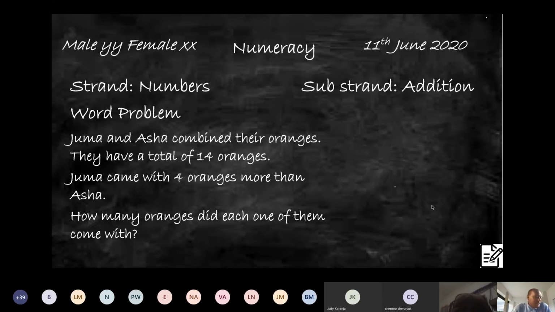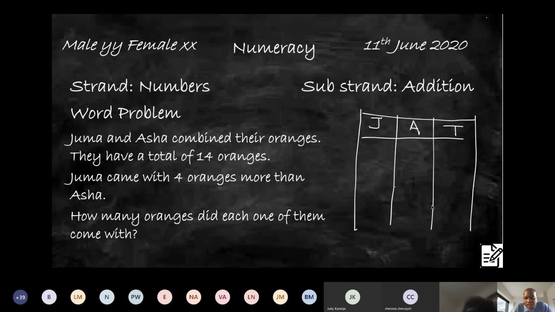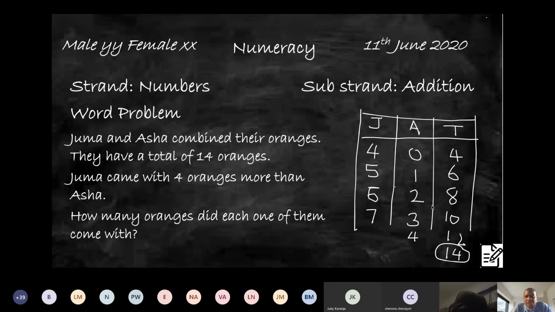Okay, so I'll work out how I did my addition and you can compare. I made a table and I put Juma and Asha, and then I gave, if Juma had 4, Asha has 0, total is 4. If Juma has 5, Asha has 1, like that. I continue making sure that the difference is 4, and eventually when I reached 14, I got the answer of what Juma would have and what Asha would have. So when Juma has 9 and Asha has 4 less, Asha will have 5 and the total will be 14. So you can see that is how I worked it out, and I can see you have all done that. So you can compare my working with your working.